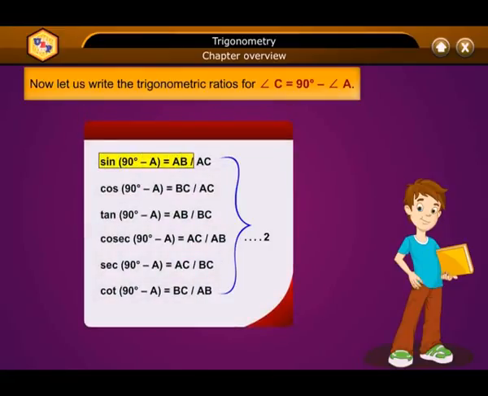Sin (90 degrees minus A) is equal to AB upon AC. Cos (90 degrees minus A) is equal to BC upon AC. Tan (90 degrees minus A) is equal to AB upon BC. Cosec (90 degrees minus A) is equal to AC upon AB. Sec (90 degrees minus A) is equal to AC upon BC. Cot (90 degrees minus A) is equal to BC upon AB.